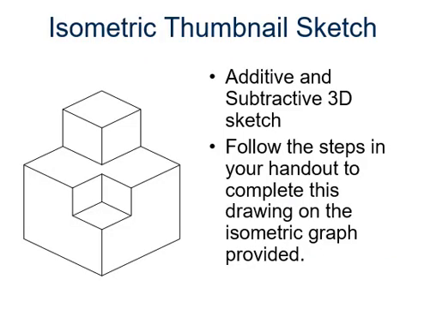This next activity will be helpful in demonstrating how you can use the additive subtractive method of sketching. So an isometric sketch shows an object in which the width and depth are projected at 30-degree angles from the horizontal axis. That's repetitious a bit, but worth restating. Then the height, width, and depth values are all at the same scale. So you're going to follow the steps now in your handout to complete this drawing on the isometric graph provided at the end of those steps.